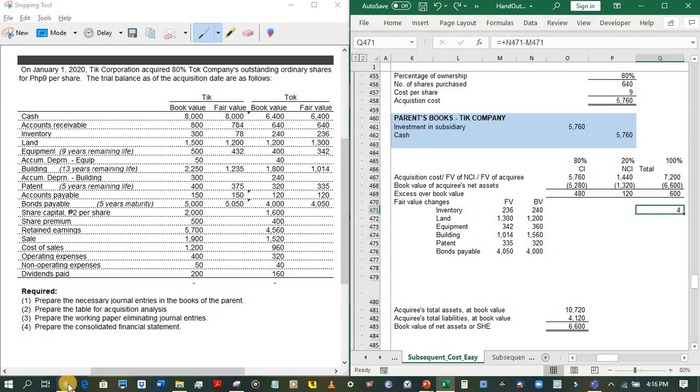Let us assume that there are no fair value changes. So if there are no fair value changes, the 600 is already the goodwill because it is positive. The goodwill is an asset and it has a debit balance, so it will be recorded at 600 pesos goodwill. However, since we have fair value changes, the 600 should first be allocated to the fair value changes.